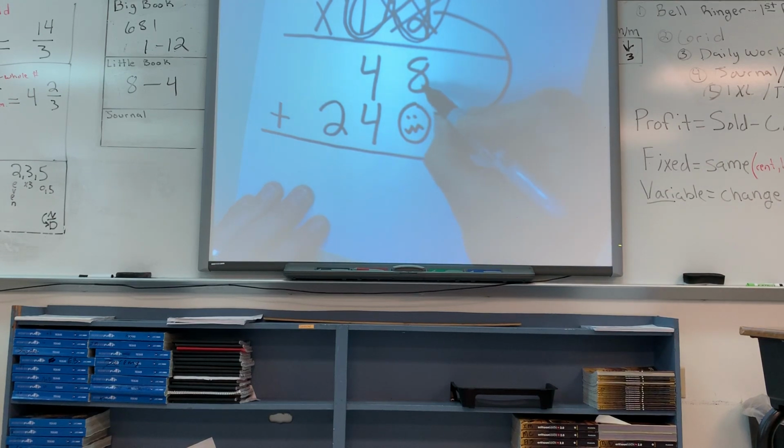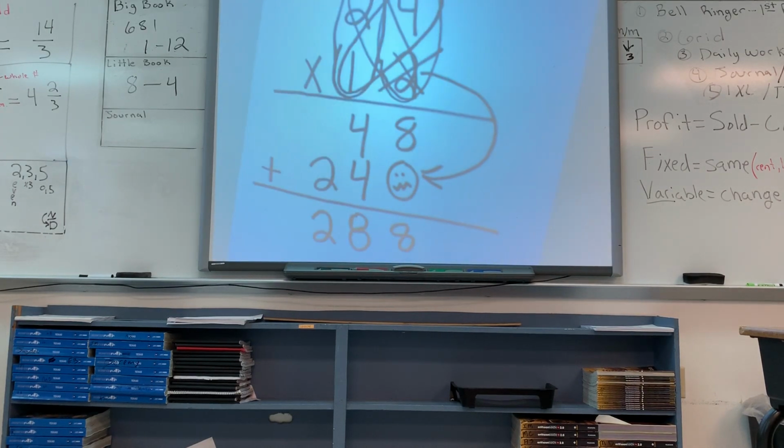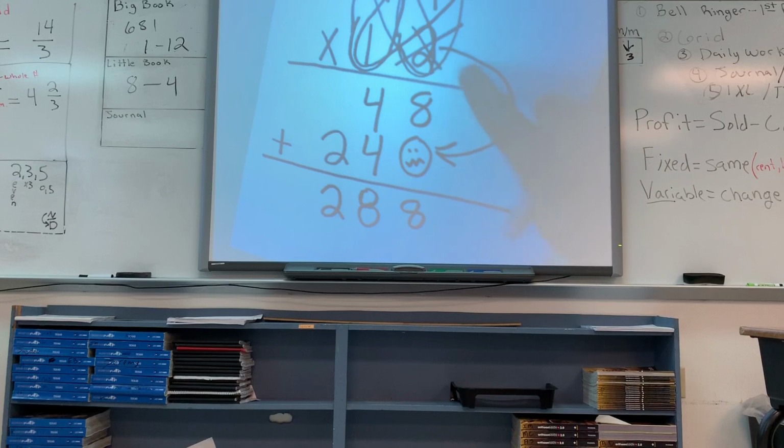I've got 8 plus 0 is 8. 4 plus 4 is 8. Then I got nothing plus 2, which is 2. So when we multiplied this, 24 times 12, we got 288. Let's look at one more.